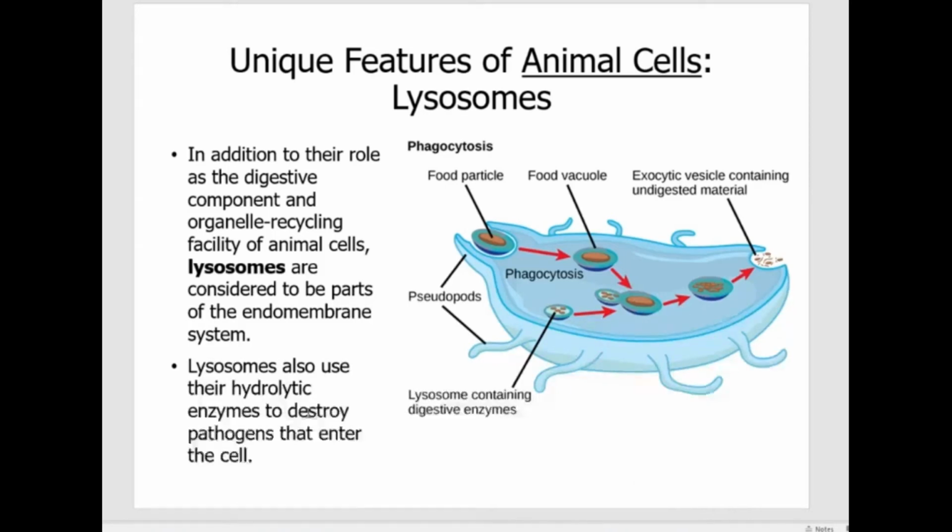So for our immune cells, we use lysosomes to destroy pathogens. But for unicellular cells, this is how they eat. This is their food particle, and they use the enzymes, the lysosomes, to break down their food, and they can absorb the nutrients or get rid of undigested material. So this is what lysosomes are.